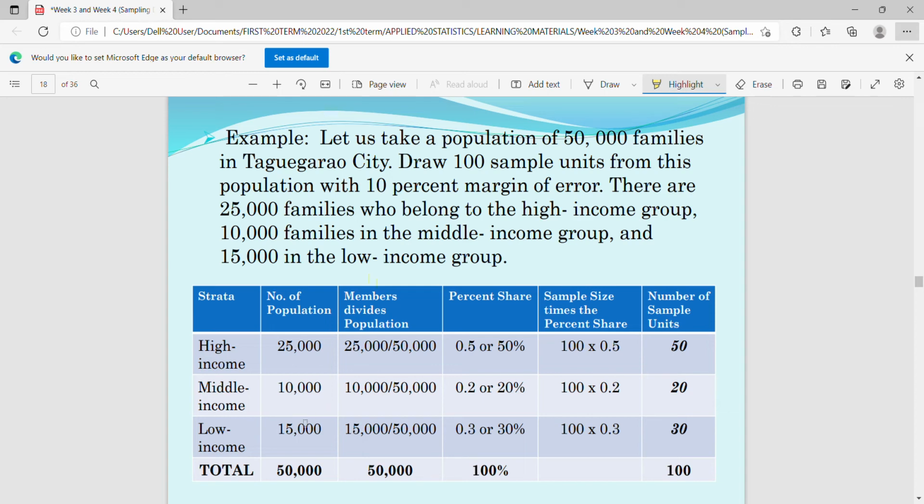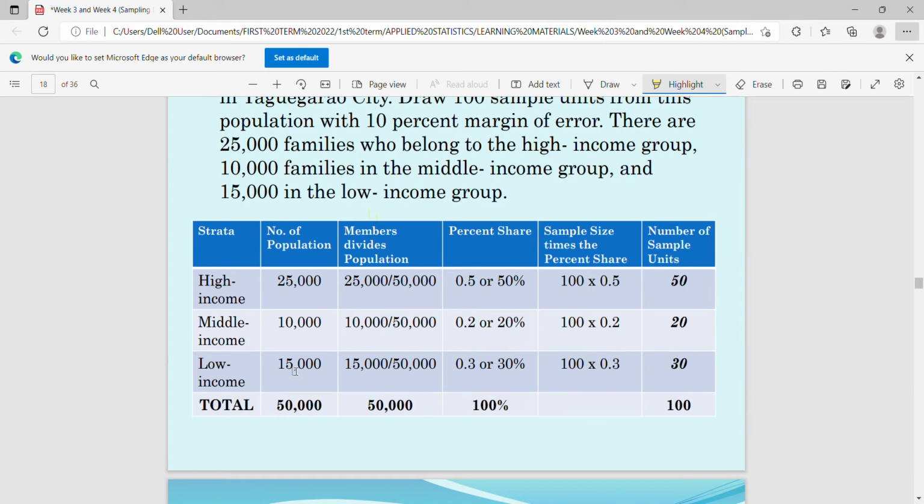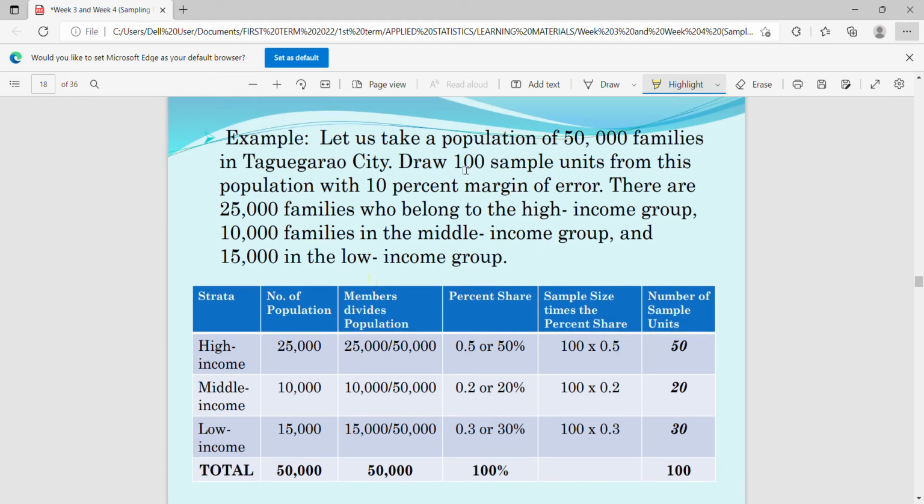So next, we have the low income stratum. In here, we have 15,000, which is divided by the 50,000 population, will come up 0.3 or 30%, and this will be multiplied by the sample size of 100, which is the sample size there.